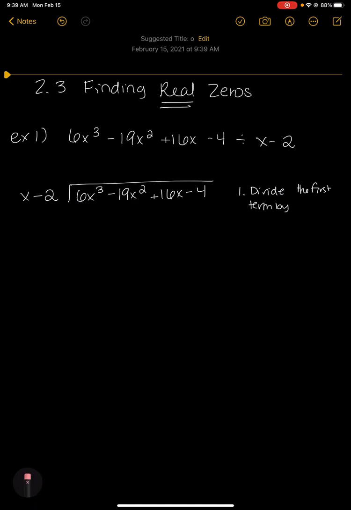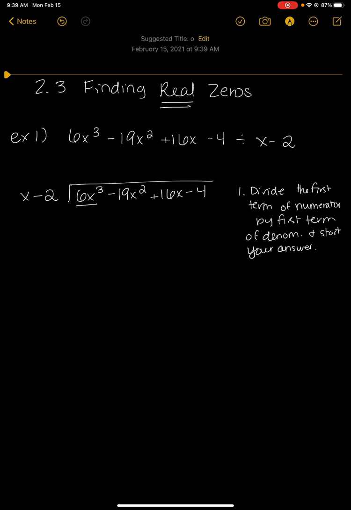The first term of the numerator by the first term of the denominator, and start your answer. So that would be if we wrote the original example as a fraction. So we're going to take this first term, 6x cubed, divided by x. And so x times what gives me 6x cubed? Well, 6x squared. So we're going to put it over the x squared column.